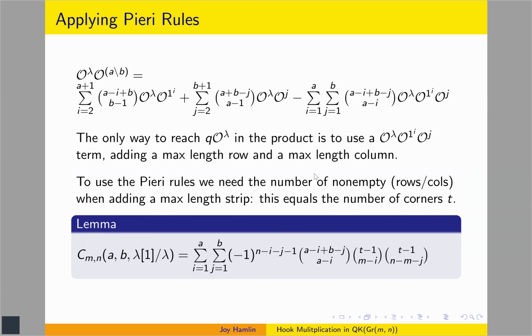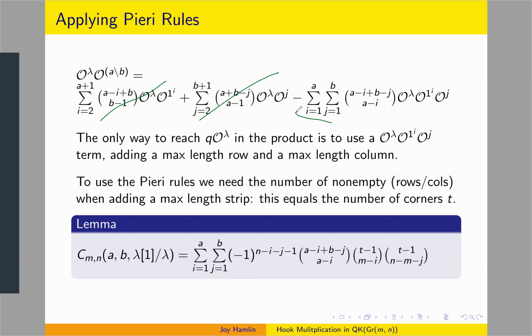Well, write O lambda times OAB and expand the hook class as previously discussed. How do you reach Q times O lambda in the product? Well, you can't be adding only a horizontal strip or only a vertical strip. So this and this don't affect the coefficient of Q O lambda. They just give us zeros. Only this part matters.